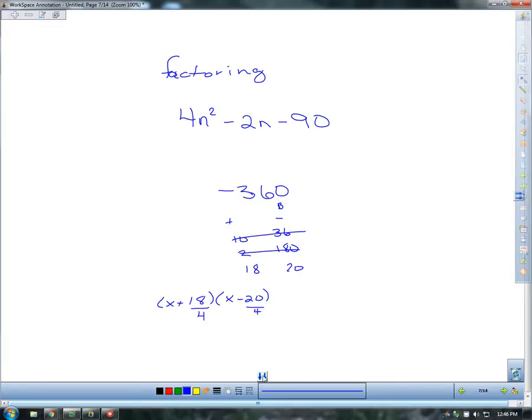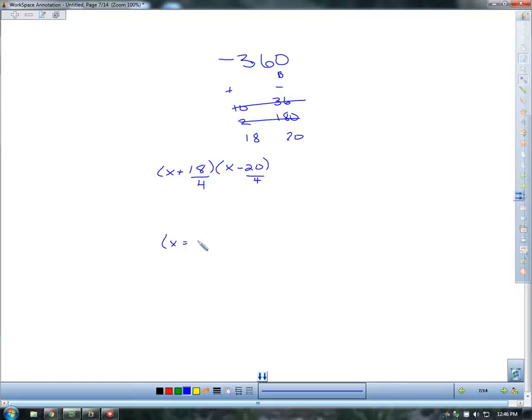Then we reduce the fractions, so x plus 9 over 2, and that's going to be times x minus 5. Okay? We don't like fractions. We need to get rid of them, so I'm going to multiply by this denominator. So I get 2x plus 9 and x minus 5. Okay, I'm done factoring, but I don't know the solutions yet.